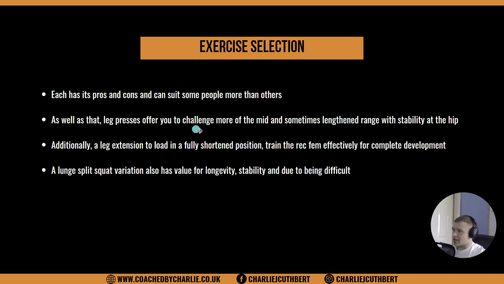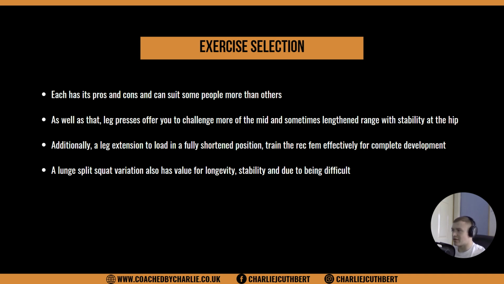And like I said, a leg extension I think is pretty much essential or close to essential, just so we can train the rectus femoris in the shortened position for complete development. I'd say it is essential. As well as having a squat variation, a leg extension and a leg press, I think a split squat variation or some sort of lunge can be really valuable as well, just for working on how stable you are. What I mean by that is the more stable we are, the more weight we can lift, the more force we can produce.